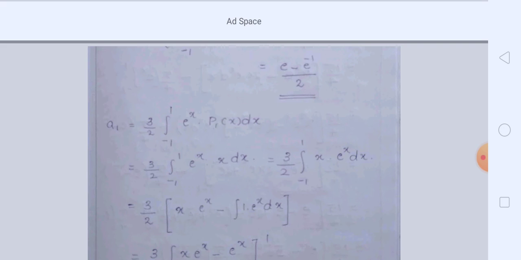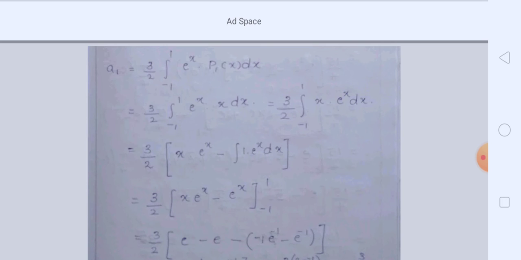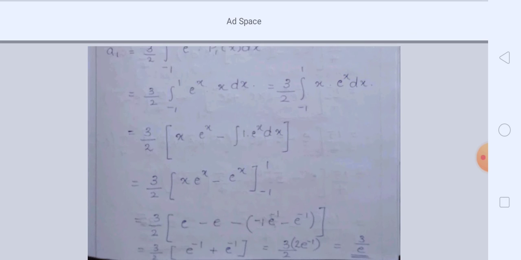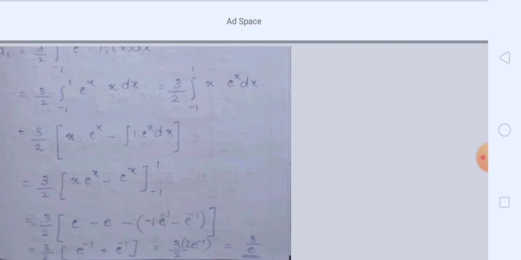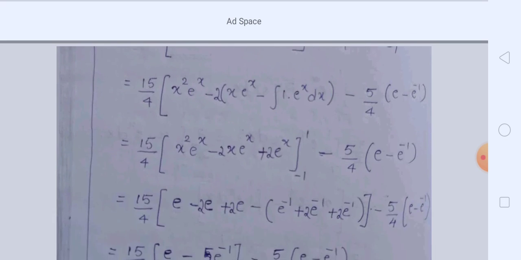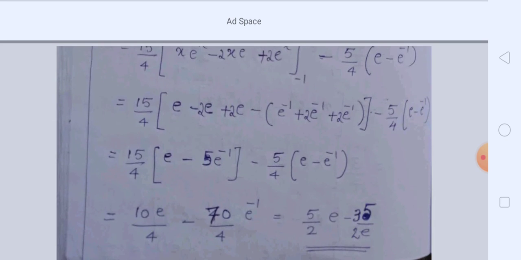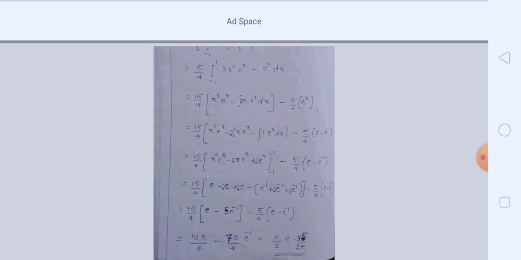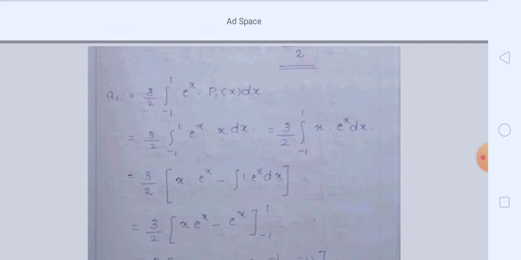Then using integration by parts, and there is no need to split, by integrating we get 3 by e. And we can also find a_2 as (2 plus half) integral minus 1 to 1 e raised to x P_2(x) dx. Here P_2(x) is equal to what? 3x square minus 1 divided by 2. Okay. Then finally we get 5 by 2e minus 35 by 2e. These are the first three coefficients a_0, a_1 and a_2.